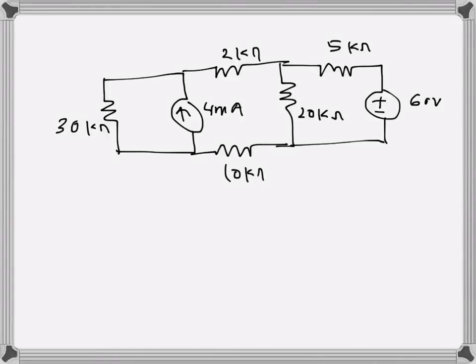In this circuit, an ammeter is connected in series with the 2 kilo ohms resistance to find the current through that branch. So the ammeter is not an ideal one though. It has an internal resistance of 500 ohms. So we have to find what will be the reading of the ammeter. So basically first we have to find what should be the current through the 2 kilo ohms resistance and so on. Let's see what we'll do.